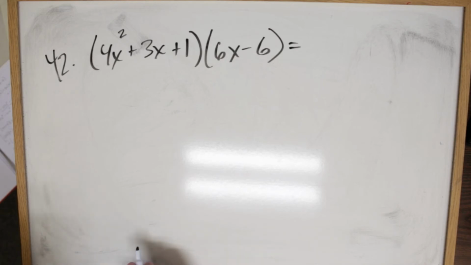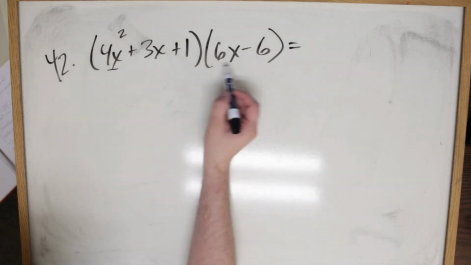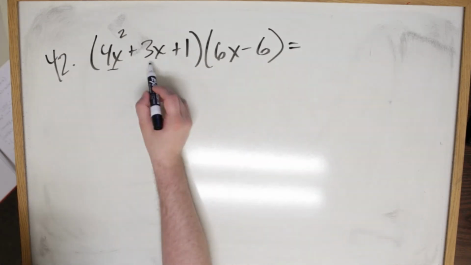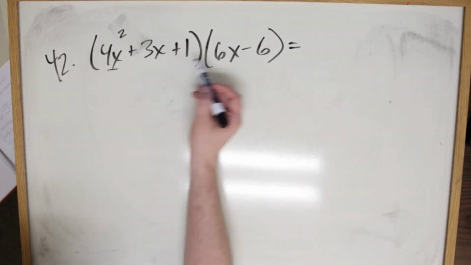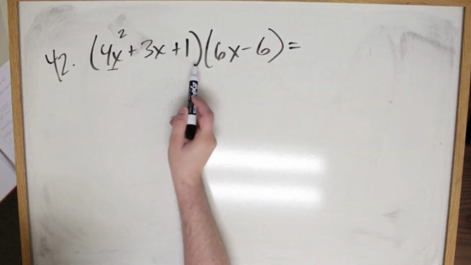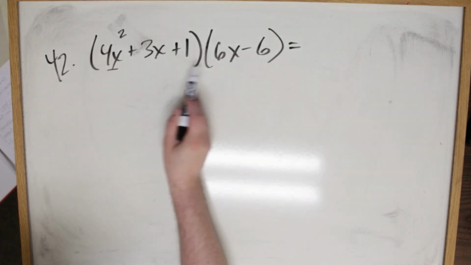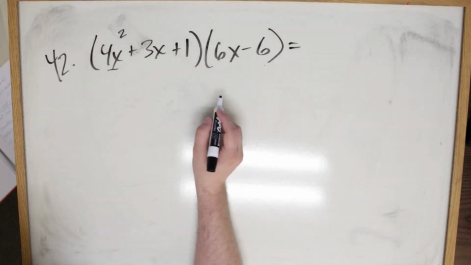All right, so what we're going to do is take the first term of this guy and multiply by each piece. Then we're going to move on to the second term, do the same thing. Then we're going to move on to the third term and do the same thing. In the end, there should be 6 total terms, right? 3 terms here, 2 terms there. That makes 6 total terms. So let's go ahead and do it.